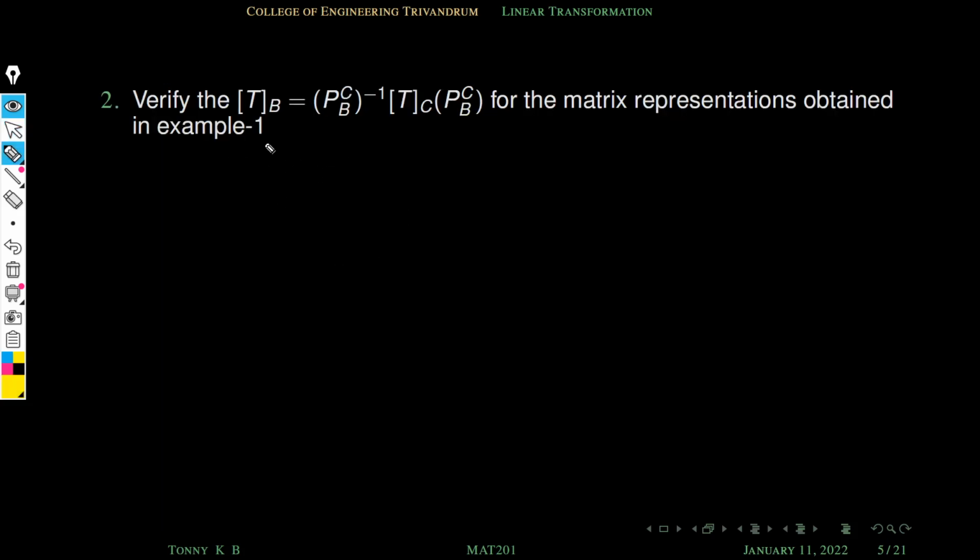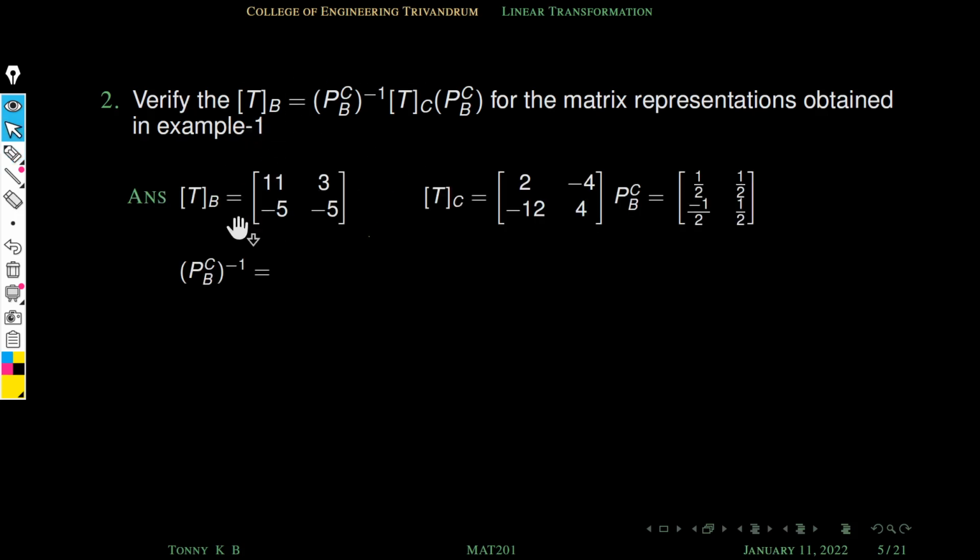Okay, in the next problem, we have to verify that relation between these two matrices. Already we have T with respect to B and T with respect to C. Next, we have to find the transition matrix and check whether it satisfies this condition or not. Okay. Now we have the matrix of T with respect to B and the matrix of T with respect to C from the previous problem. Also, we have seen how to find this transition matrix in the previous session. That is P_BC, that is 1/2, minus 1/2, 1/2, and 1/2.